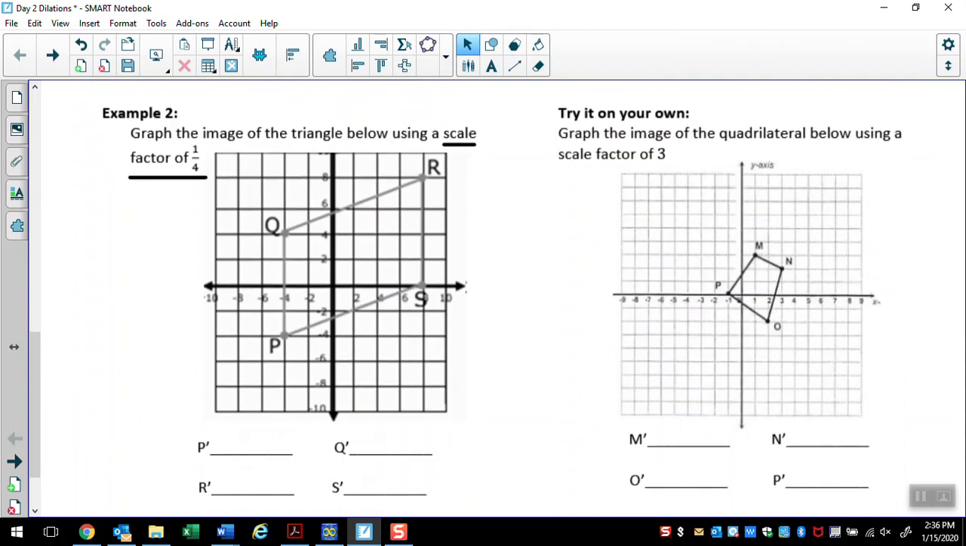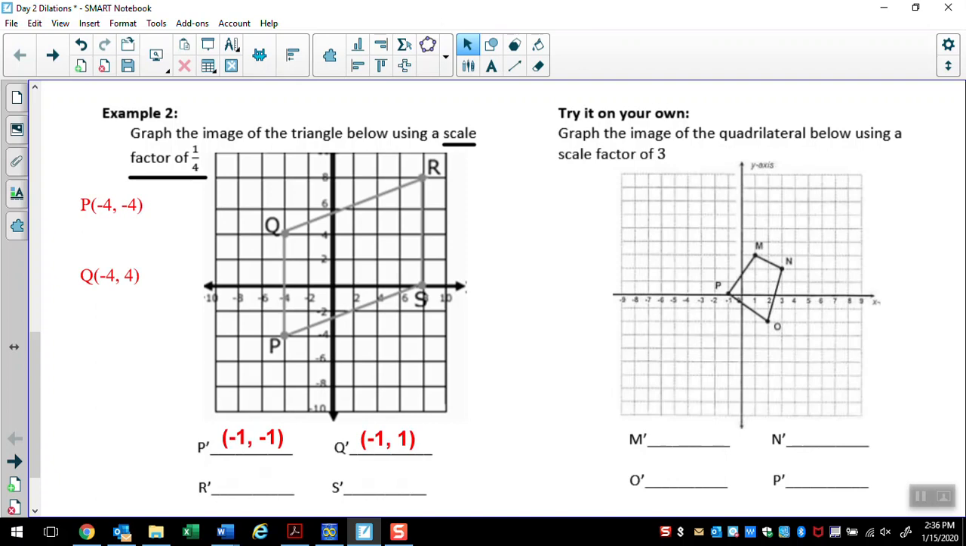So same thing we did before, we're going to take our 4 points and we're going to, this time, divide each one by 4. So P is at the point -4, -4. If I divide both of those by 4, I end up at -1, -1. For Q, that point is at -4, 4. If I divide both of those by 4, we end up at -1, 1.